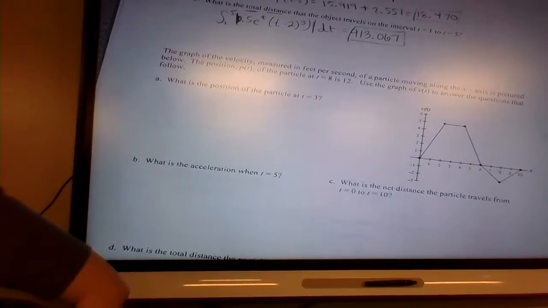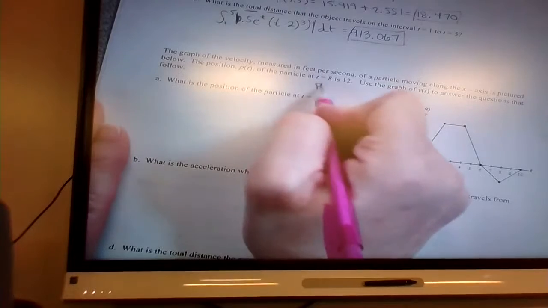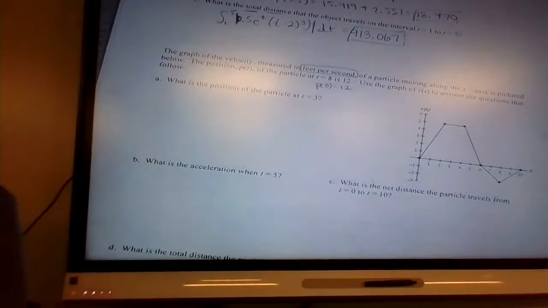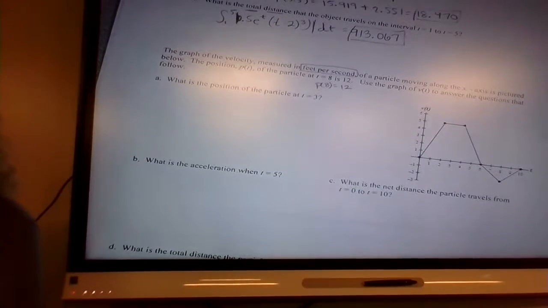T at t equals 8 is 12. So what that means is P of 8 equals 12. By the way, this is feet per second. I feel like if they told us that, then we're going to have to put units on here somewhere.